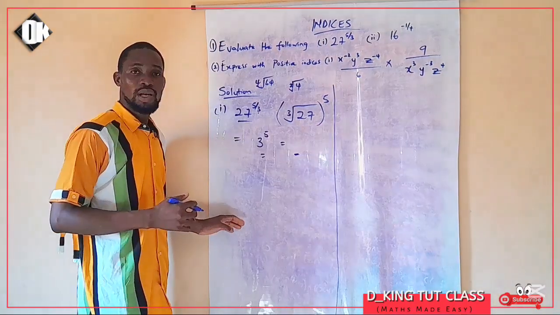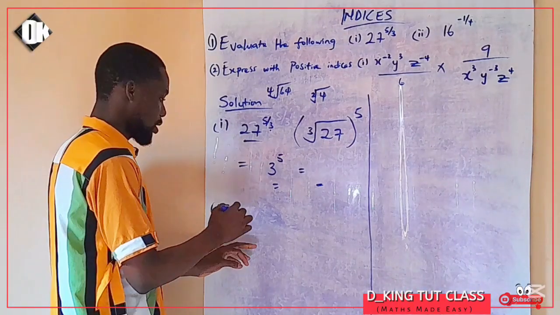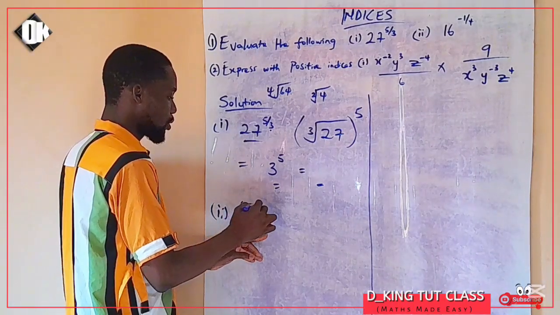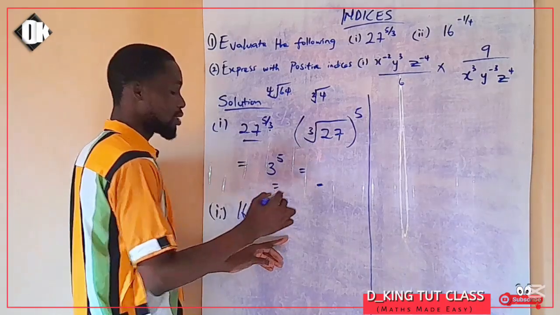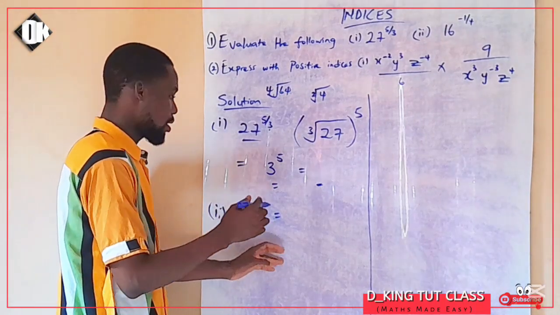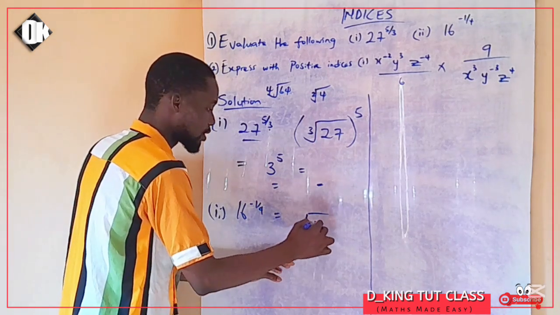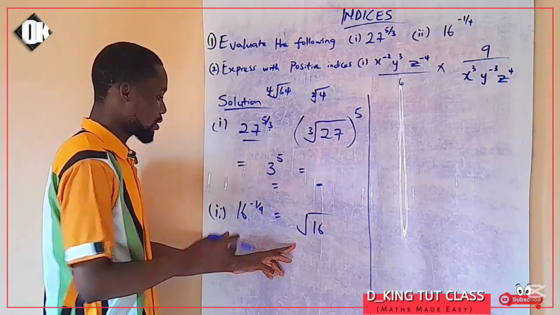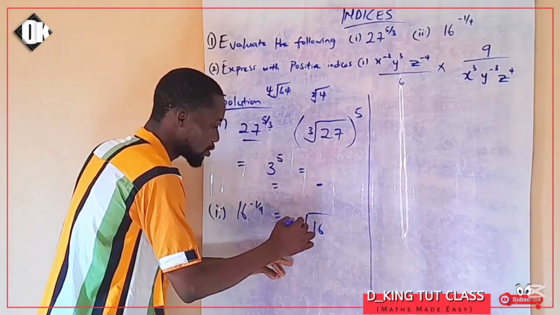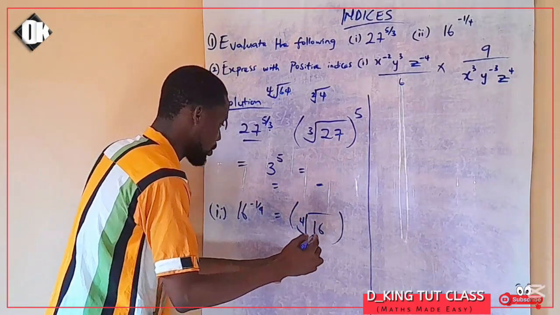Okay, so for number 1, we have 16 all raised to power minus 1 over 4, which is the same thing as, since I have a base with a fraction as its power, I'm going to have it as the root of 16 here. The base here becomes the root, then the numerator becomes the power.